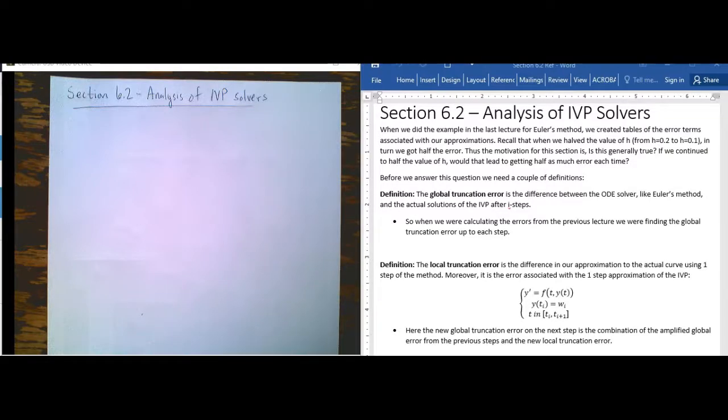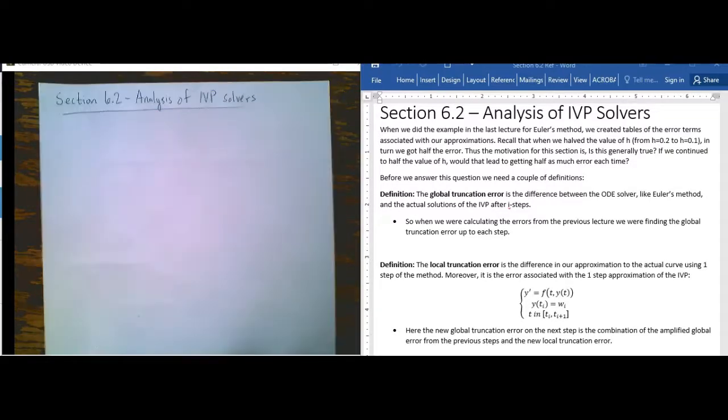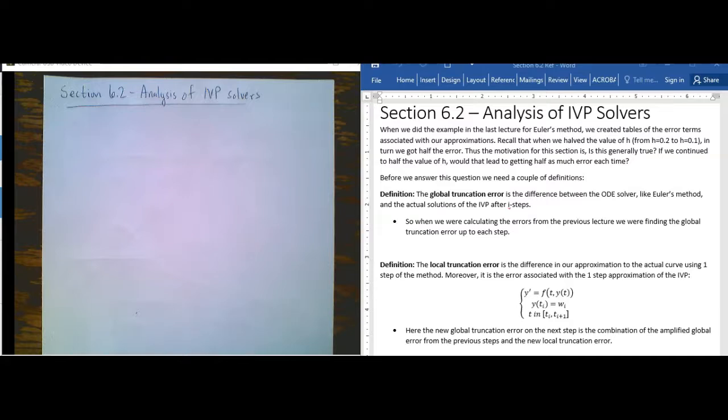Hey everyone, today we're going to talk about section 6.2. That is the analysis of initial value problem solvers. So if you can recall from last class, we talked about Euler's method. Euler's method was a method for solving initial value problems.